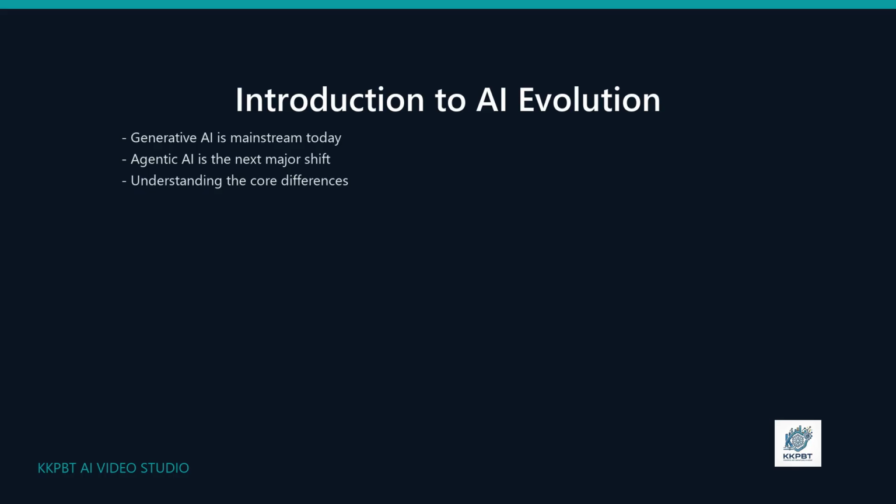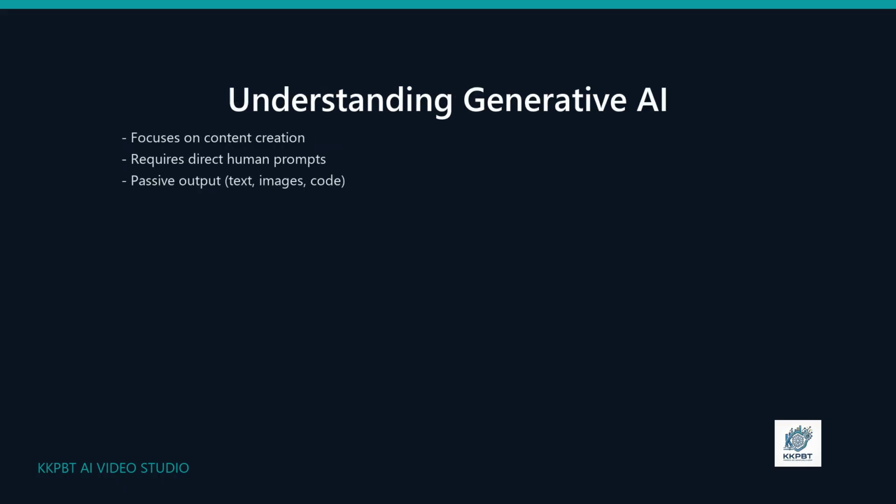If you've been following tech news lately, you've definitely heard about generative AI tools like ChatGPT that write emails, create pictures, or generate code. But there's a new term taking over, Agentic AI. What's the difference? Generative AI is like a brilliant creative assistant. You give it a prompt, like write a travel itinerary for Paris, and in seconds, it gives you a complete text summary. But it only creates content when asked, and then it stops.